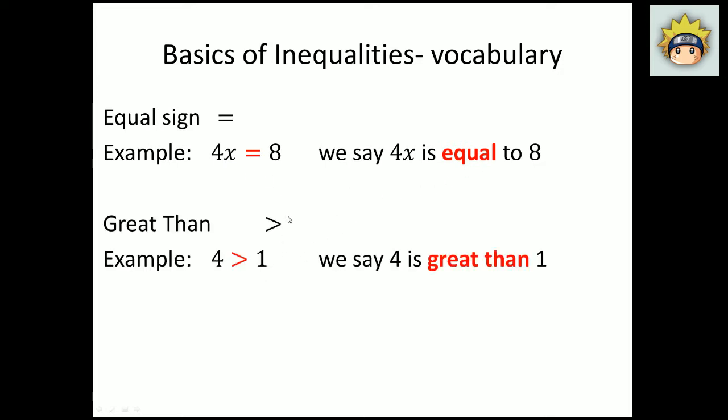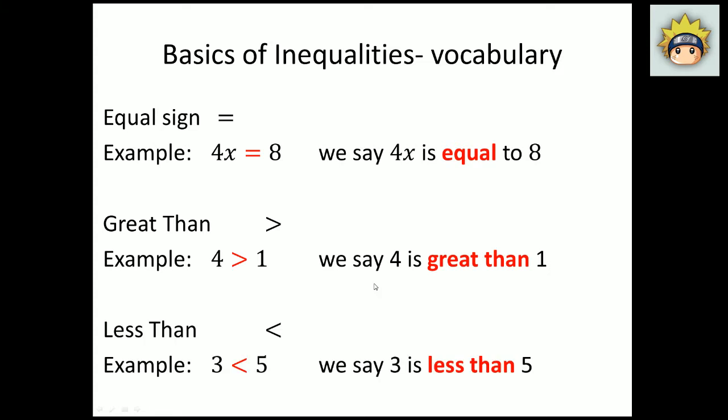Next, this is the greater than sign. We say that 4 is greater than 1 because on the number line, 4 is greater than 1. This is the greater than symbol. This is called the less than symbol. We say that 3 is less than 5.